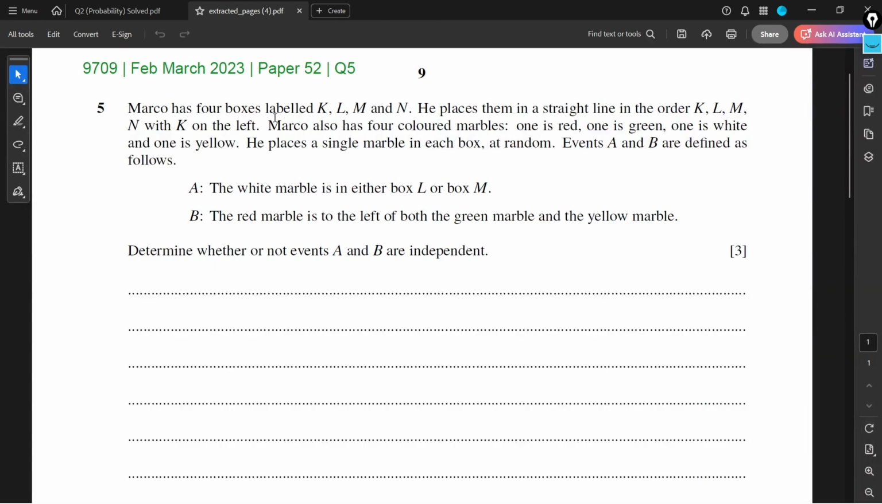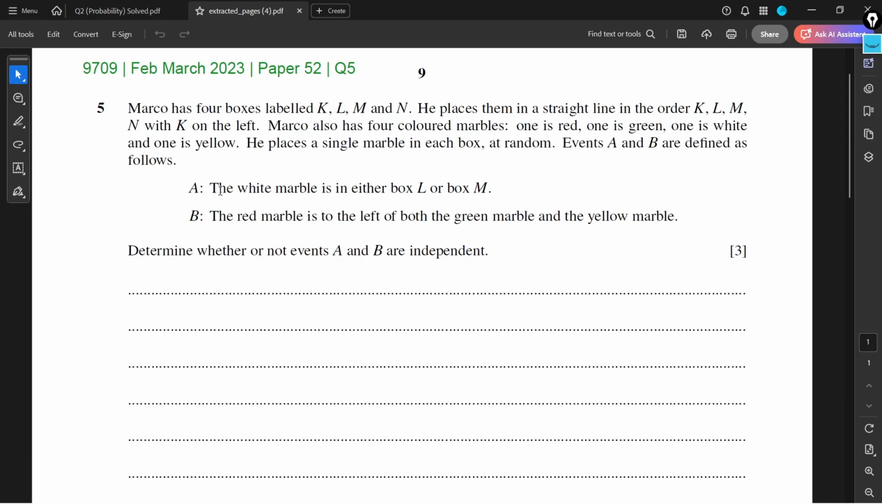Marco has four different boxes labeled K, L, M, N. He is going to place them in a straight line in the order K, L, M, N, where K is going to be on the left side. Now Marco has four different colored marbles: one is red, one is green, one is white, and one is yellow. He is going to place a single marble in each box at random. And the events A and B are defined as follows.